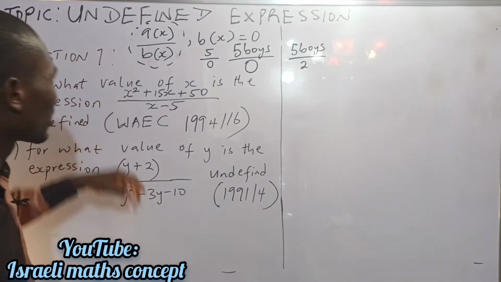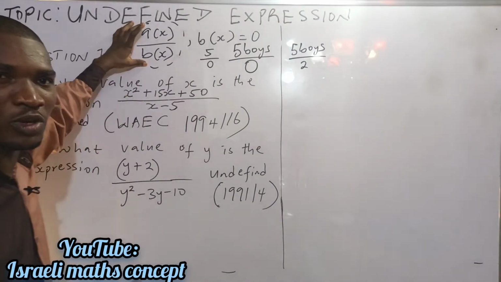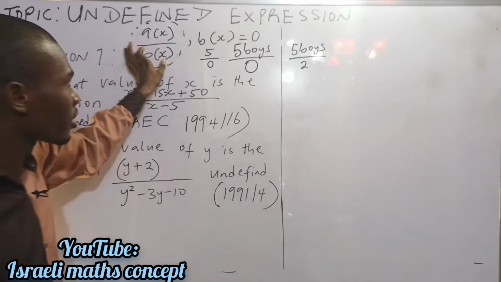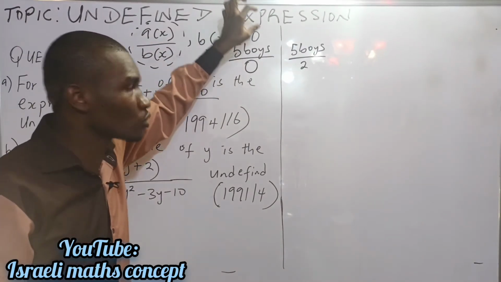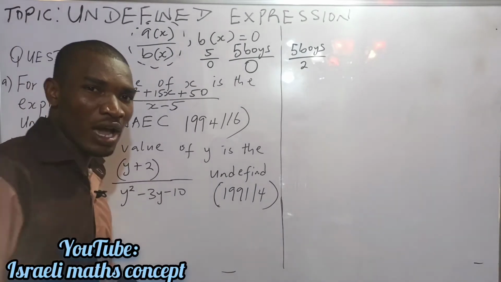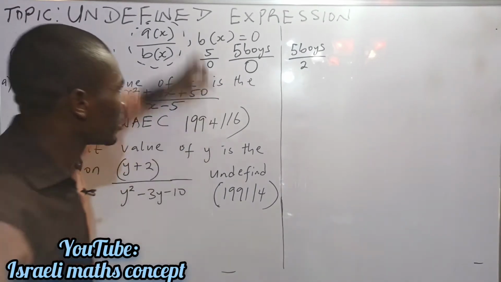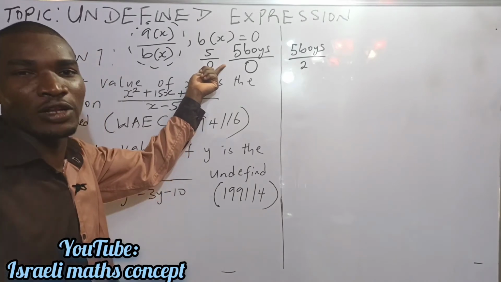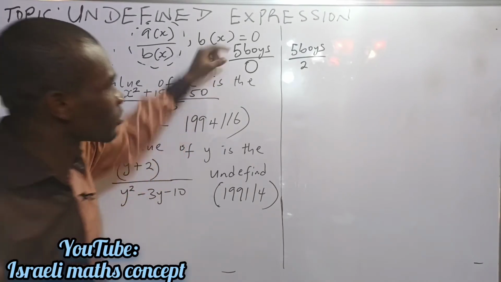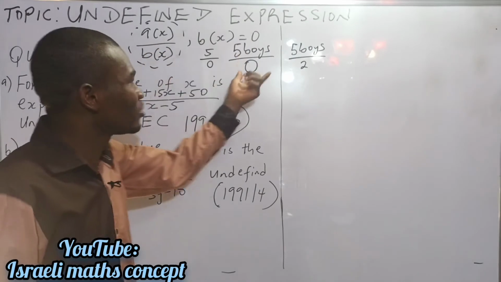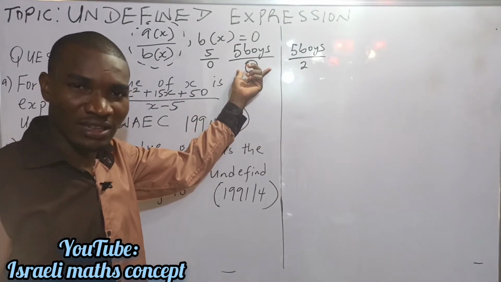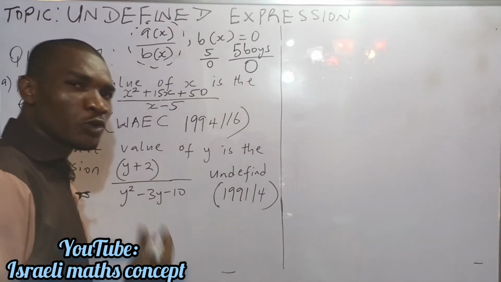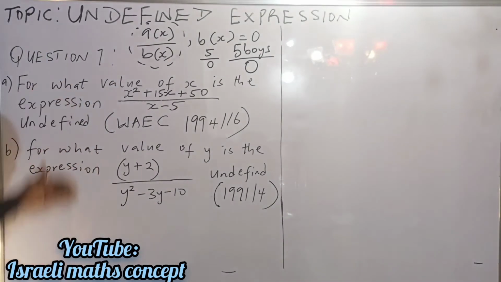Remember I said prior that an expression of this form is said to be undefined when b(x), that is the denominator expression, is equal to 0. And that is why when you punch with your calculator a given number divided by 0, your calculator will tell you error. Because there is no possibility of 5 boys trying to divide no land. And that is the concept of undefined expression. Alright, let's proceed with solving the questions we have on the board.